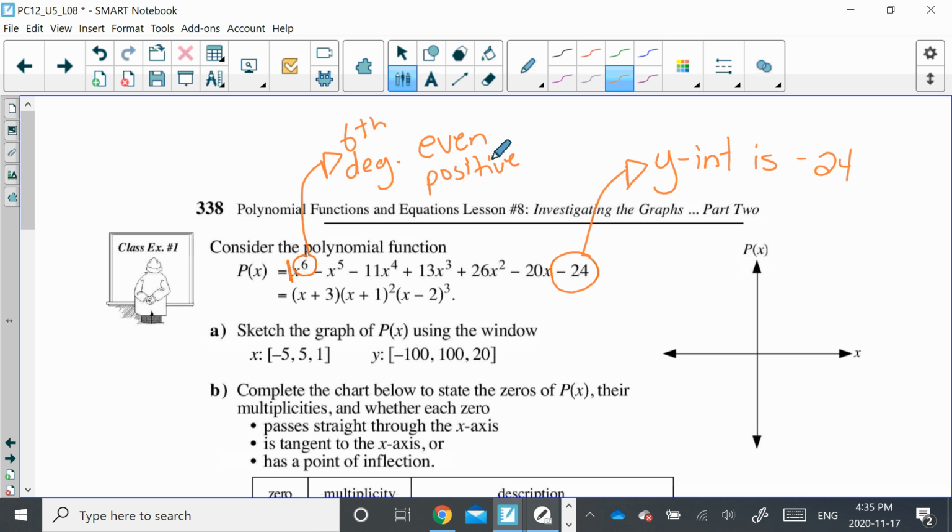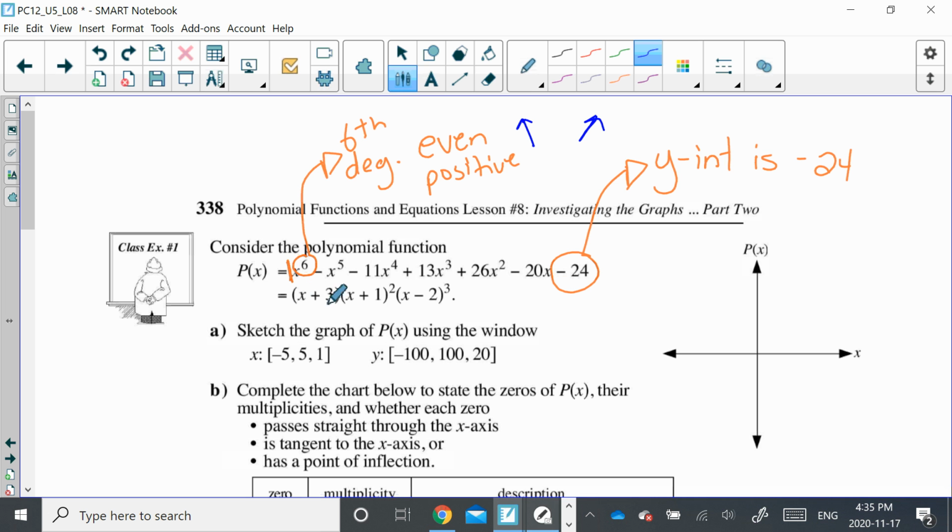You need to know what the arms, or the end behavior, of an even degree polynomial with a positive leading coefficient are. The left arm and the right arm are going to rise. So it's just something you have to memorize. If it's even and positive, the left and the right arm are going to rise.